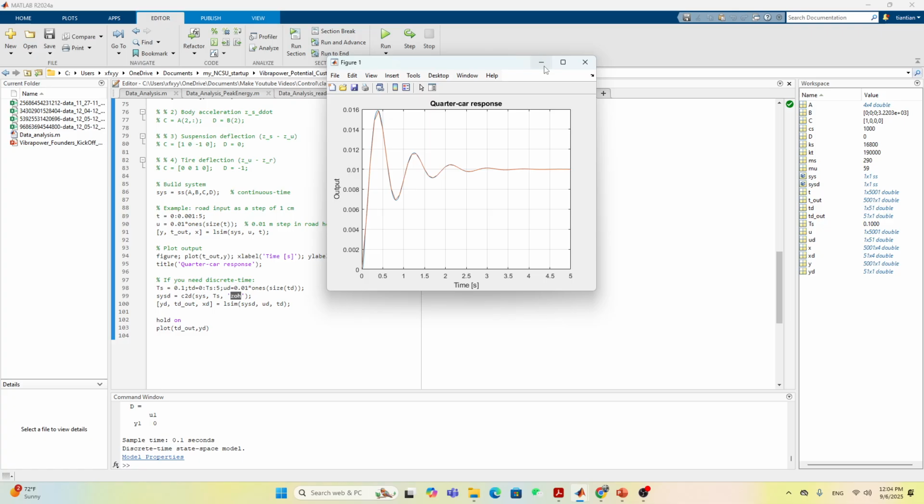Yeah, that's everything for today. Introducing the Cayley-Hamilton theorem to help you convert from continuous time system to discrete time system. And that's it.